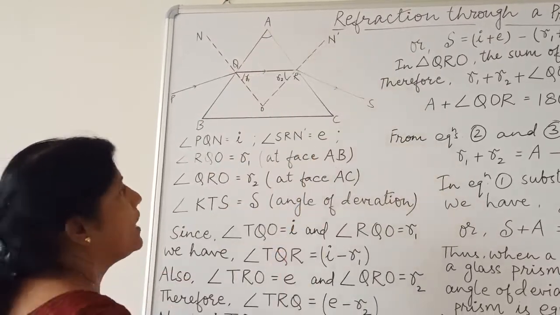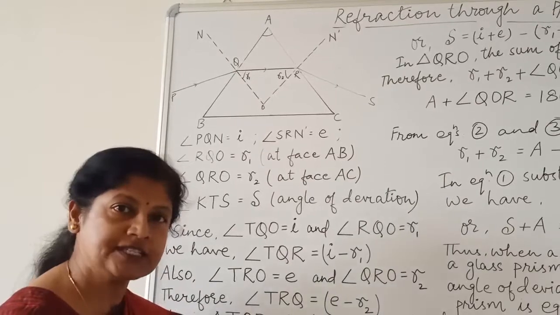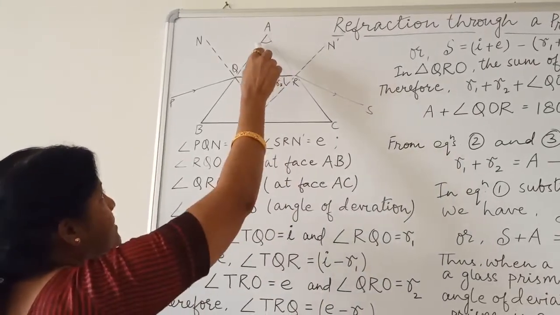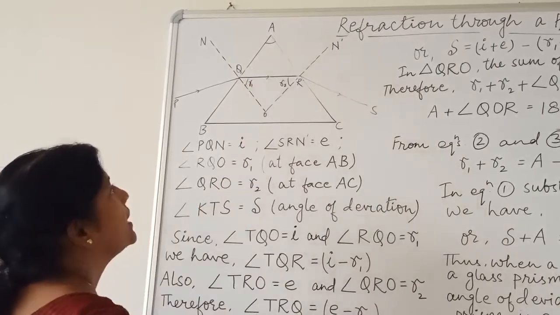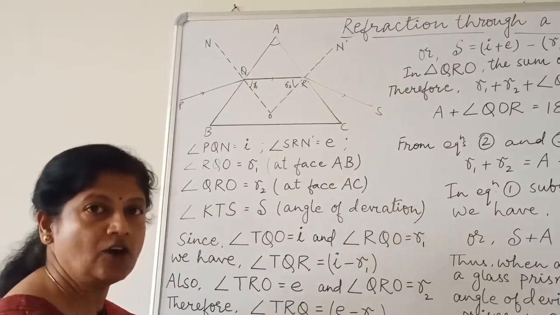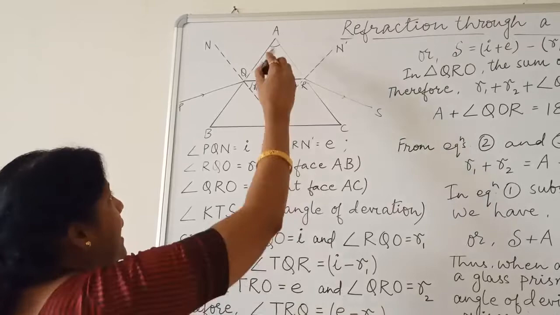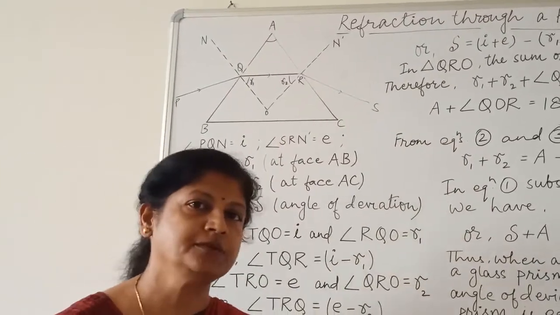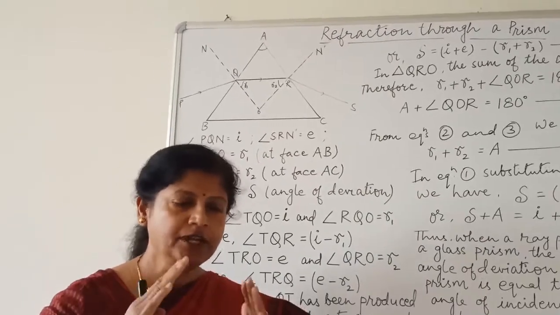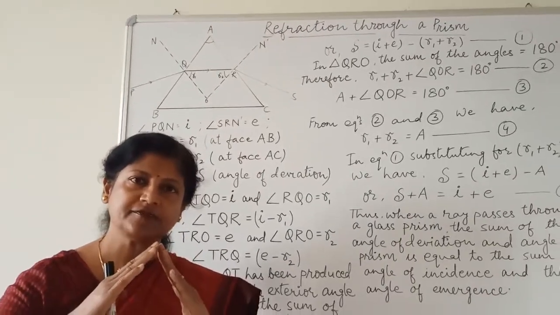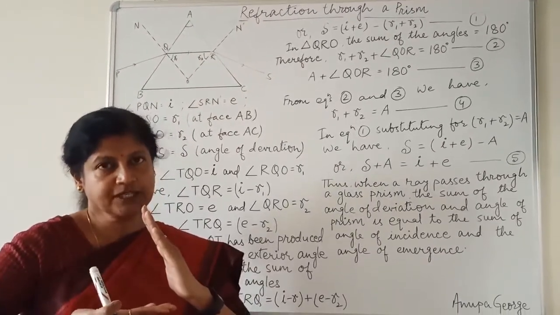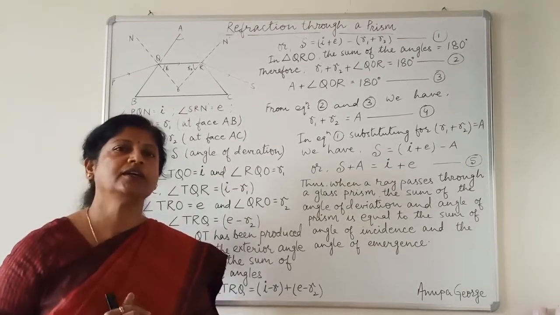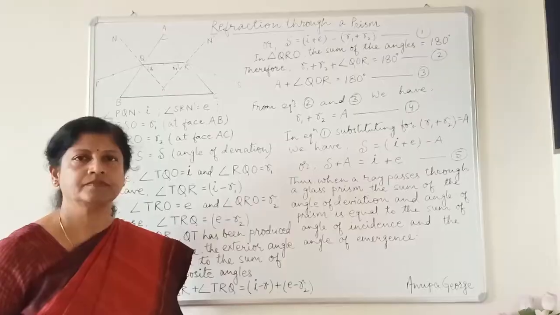Here you see ABC is a glass prism where BC is the base of the prism, AB and AC are the refracting surfaces of the prism, and A is the angle of prism. In a glass prism, you will see two refracting surfaces, the base of the prism, and the uppermost edge is called the refracting edge.